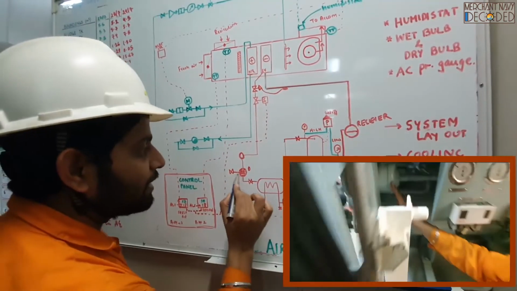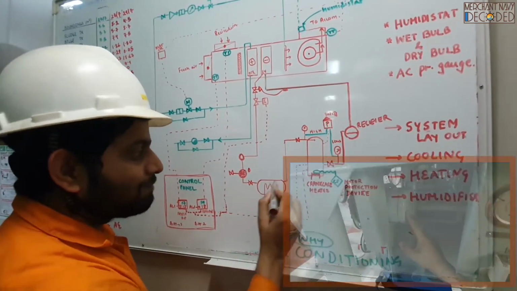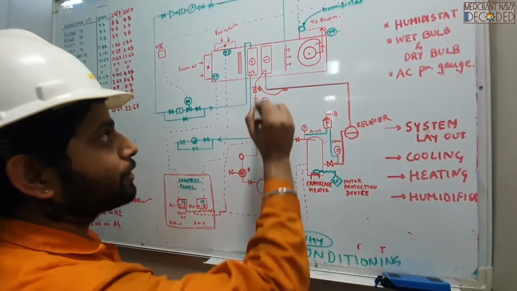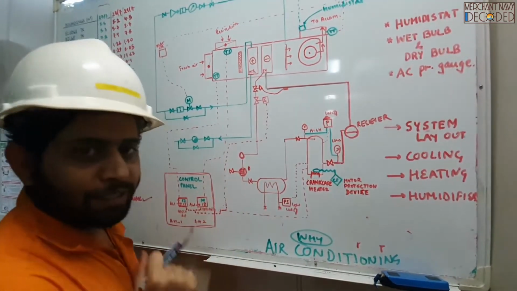Then we have got a filter dryer over here. If there is any moisture in the refrigerant, we do not want it to go into the evaporator. So we want to contain it over here.